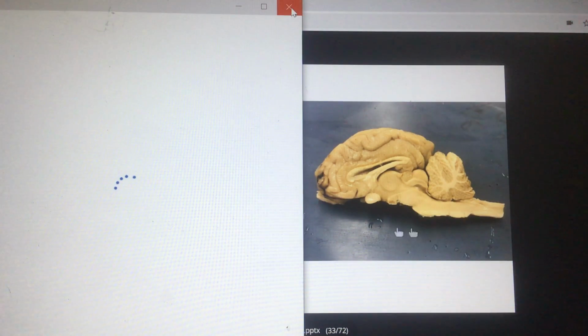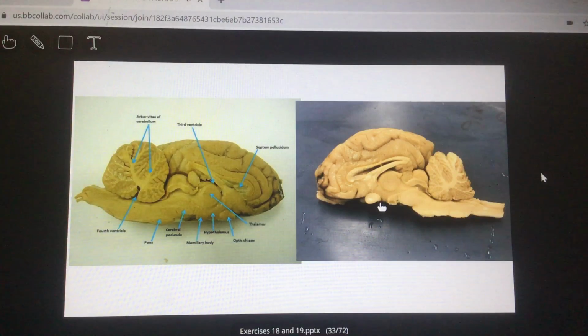All right, just real quickly. Can you see my little hand here? I can. Okay. So this is the hypothalamus, right here. Exactly. Just move it a little bit over. Yep. You got it. All right. Good job. All right, guys, that's it.